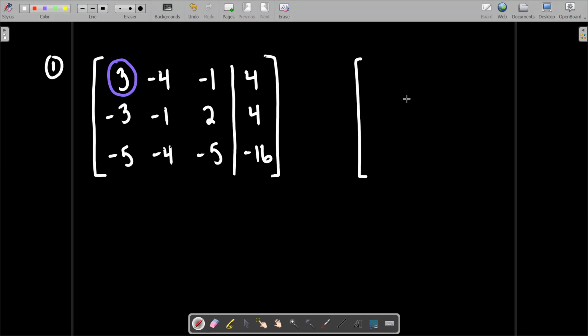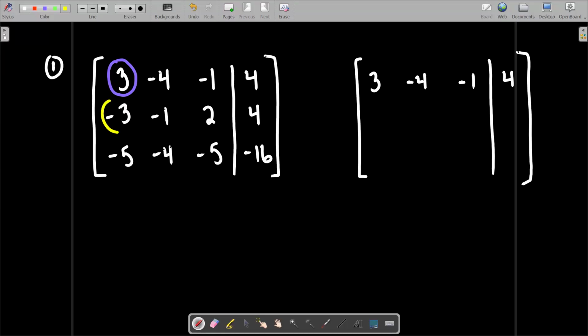So the row that's not going to change is the top row. So the 3, the -4, the -1, and the 4 just get copied over. So we'll do this one at a time. So our first target is yellow. And our goal, like Mari said, is to make yellow equal 0.